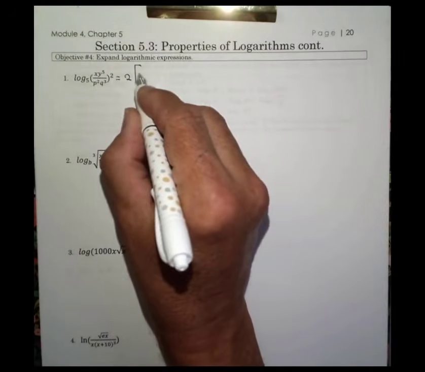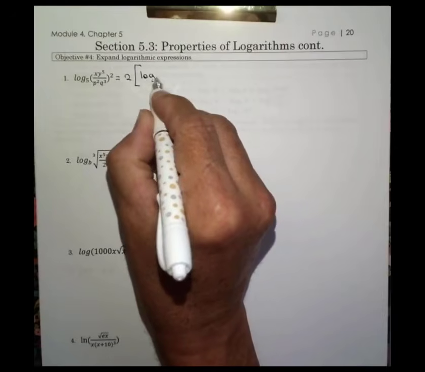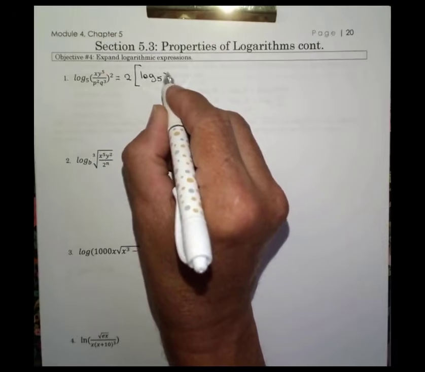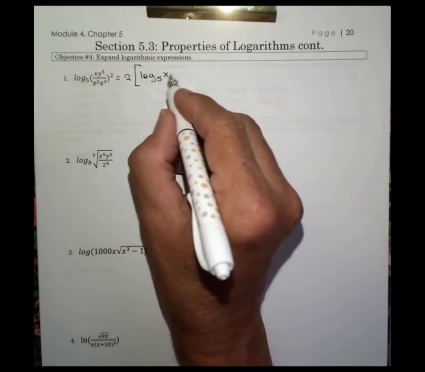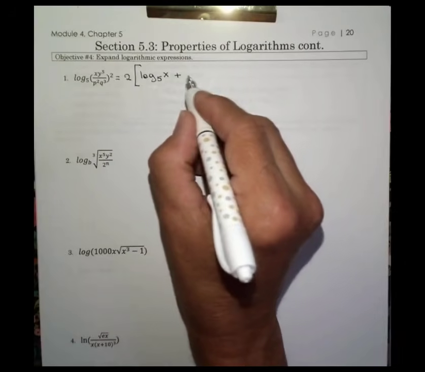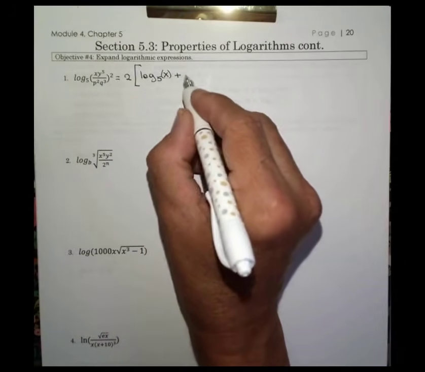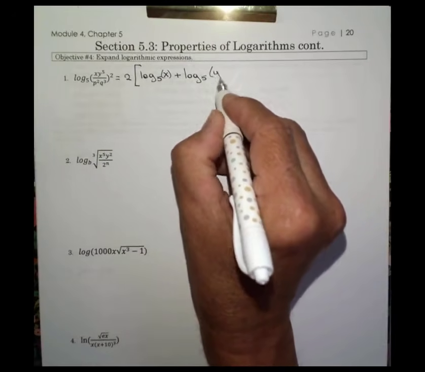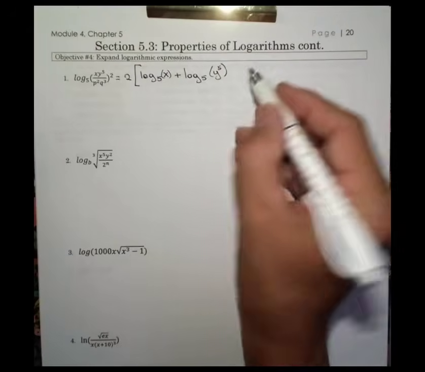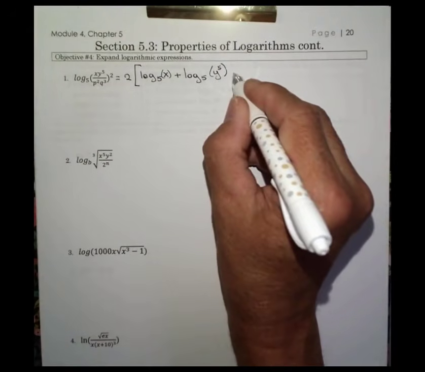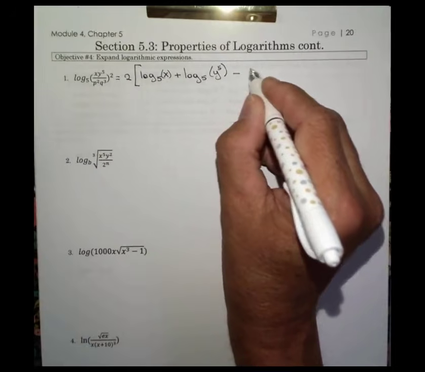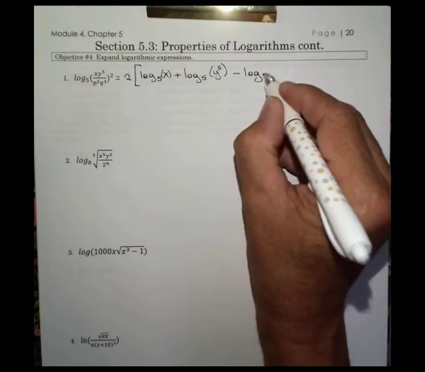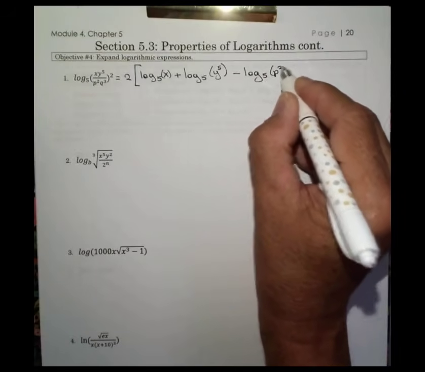So the first one I'm going to take care of is the log base 5 of x. And the next one I'm going to take care of, so I'll say plus, let me just put that in parentheses, is log base 5 of 5y. That's to another exponent, isn't it? And then what I've got to do now is subtraction. So I'm going to be saying minus log base 5 of p to the power of 2.